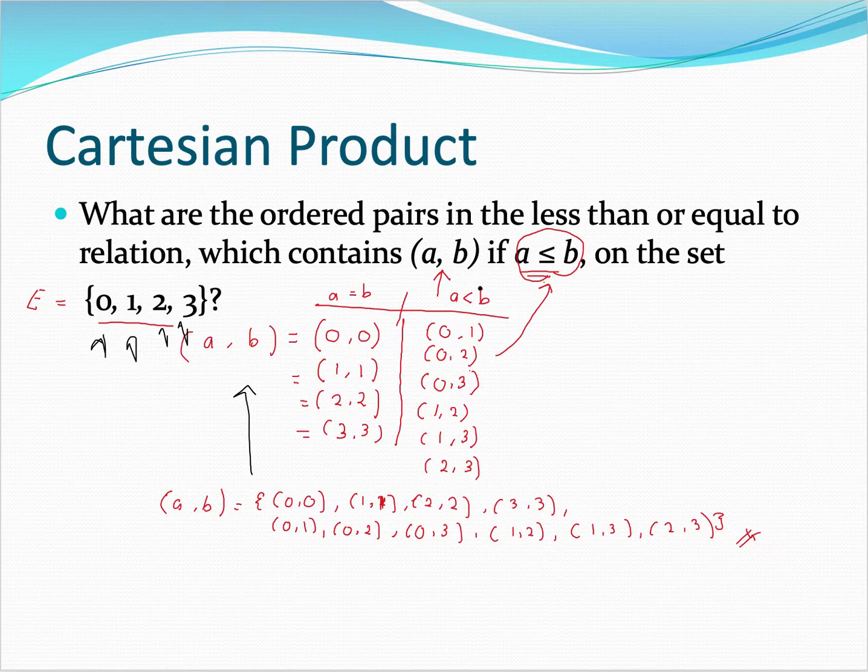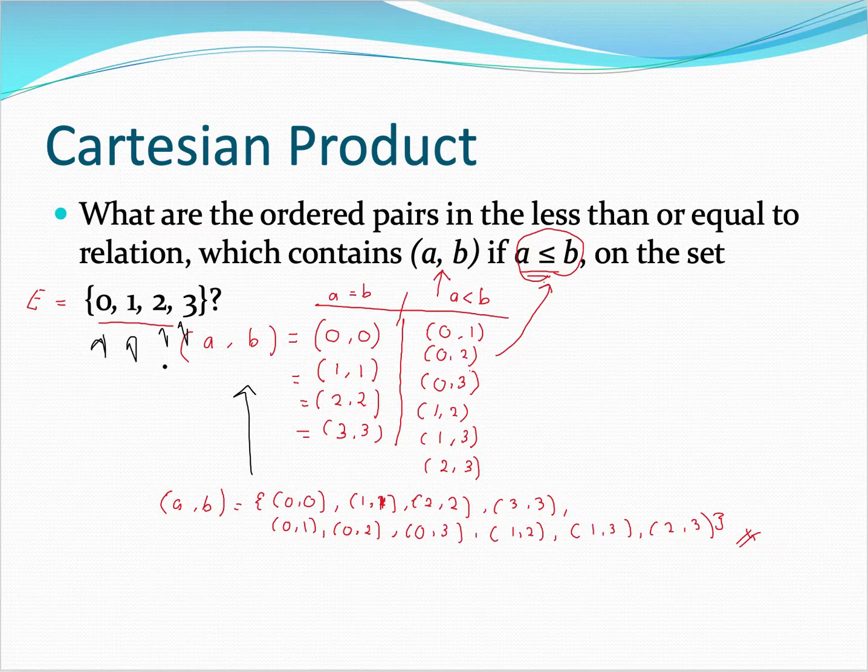And what happens when a is less than b? Still we start from the first element. 0 is less than 1, so we can count it. 0 is less than 2, we take it. 0 is less than 3, we accept it. Then we move to the second element. 1 is greater than 0, so we cannot consider it. 1 is less than 2, yes. 1 is less than 3, yes. So we have (1, 2) and (1, 3).